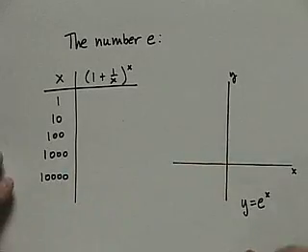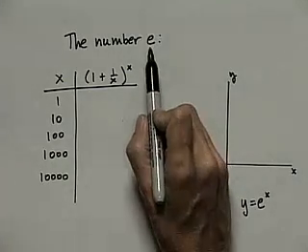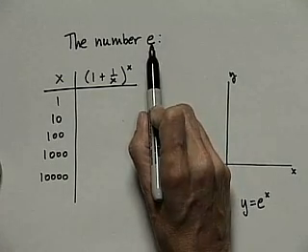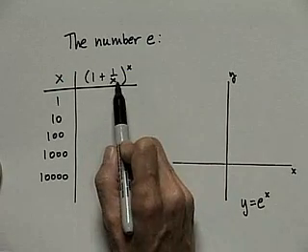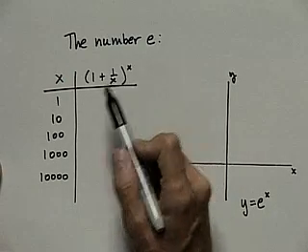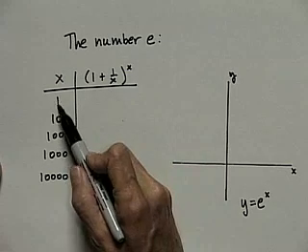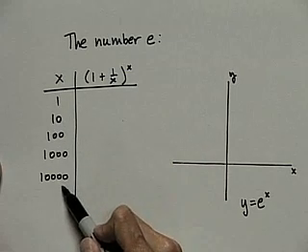Let's continue with our discussion of exponentials, talking about a special number, the number e. The number e is an irrational number. I'm going to show you the value of the number e by taking this expression, 1 plus 1 over x to the x power, and evaluating it for x's that get larger and larger.